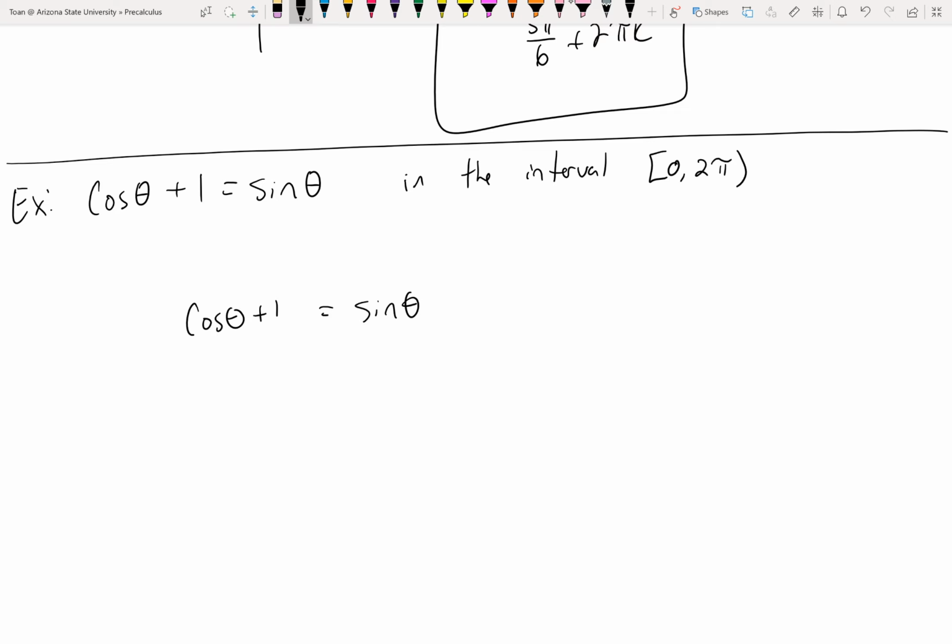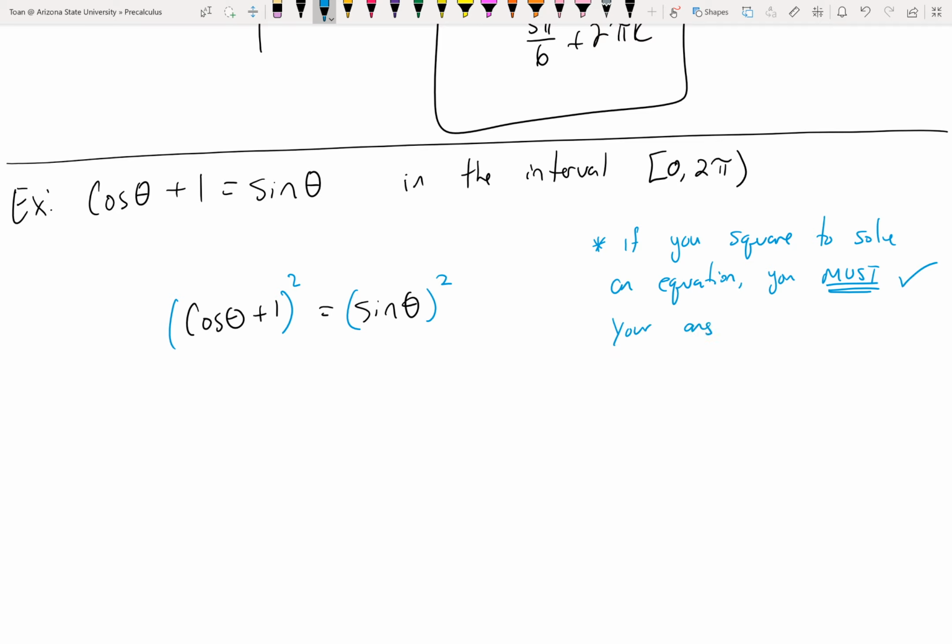Now, you got to be careful. Squaring is not an invertible operation, or in other words, x squared does not have a true inverse. So we may produce extraneous solutions. All this means is, I guess I'll write this down: if you square to solve an equation, you must check your answers. Because it is possible to start with a false statement and end up with a true statement when you square things. So that's why mathematically you just have to check your answers whenever you use this technique.